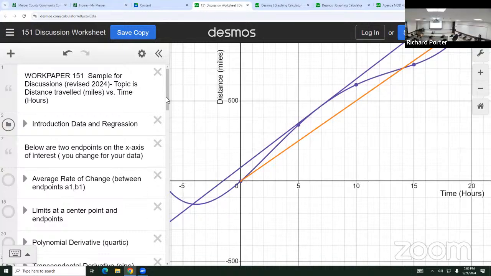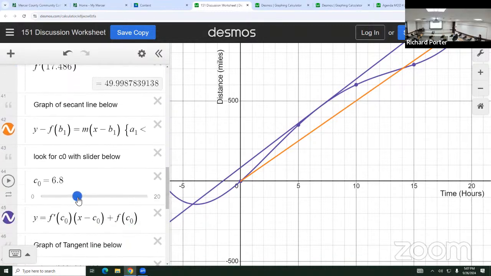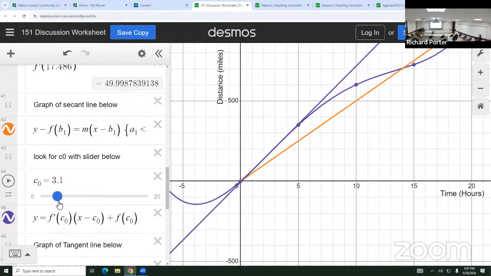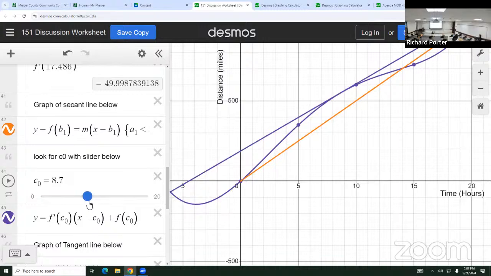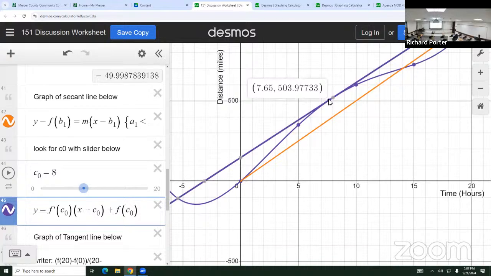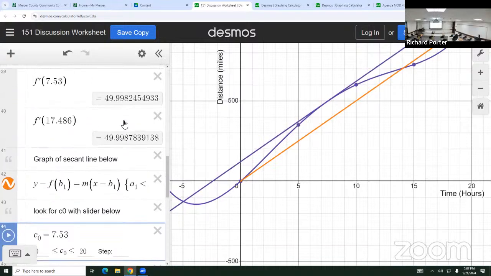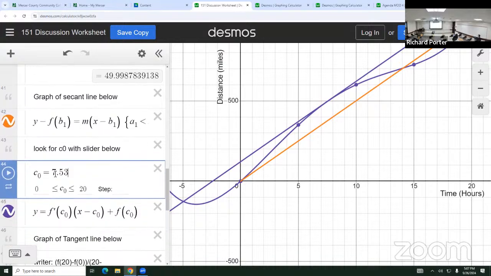This is a beautiful picture of what the mean value theorem says. You see that right there? That's the tangent line. Do you see the orange line? That's the average rate of change between 0 and 20. Right about here, they're parallel to each other. So what I'm saying is the average rate of change between 0 and 20 was 50. And that happened right here at 7.53. It also happens again at 17.486.